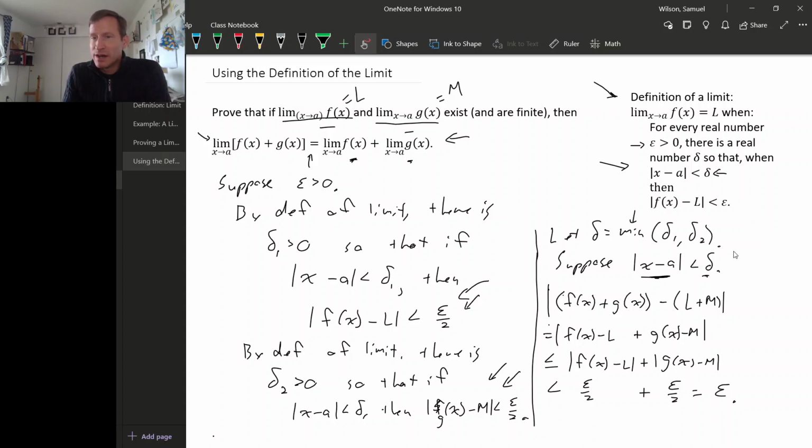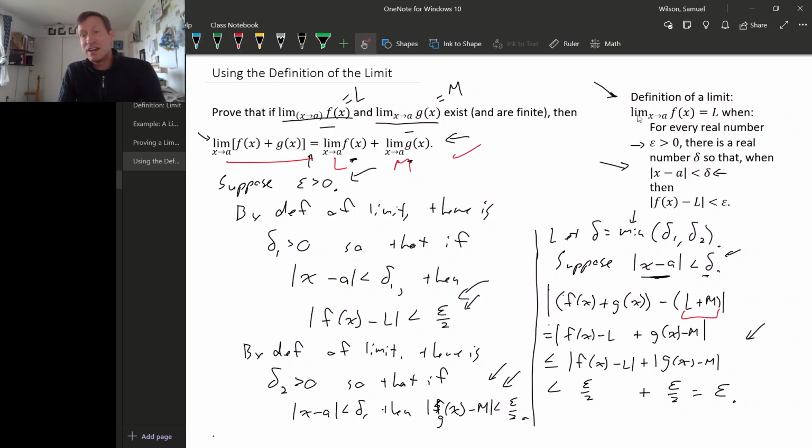So we had an epsilon, we found a delta, and that delta works. And that means that this limit is this value, which is what we said it should be. So that proves the sum law for limits.